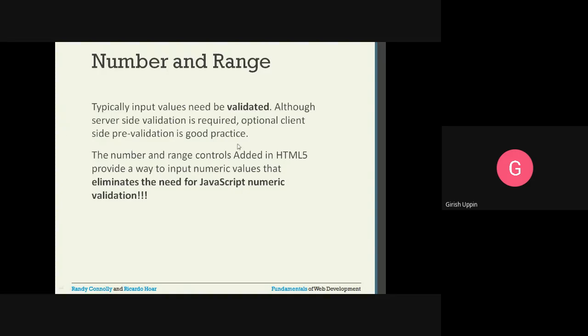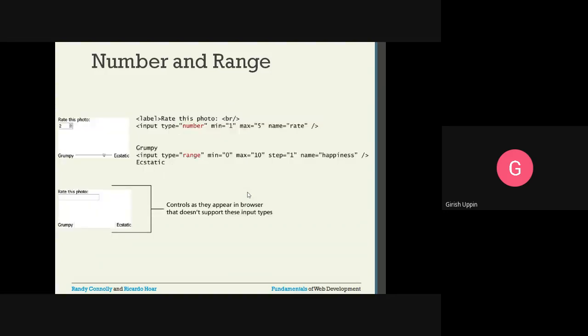The number and range controls added in HTML5 provide a way to input numerical values that eliminates the need for JavaScript numeric validation. Since HTML5 added these number and range controls, we don't have to write JavaScript on the client side to check whether it is a number or whether it is in a particular range. We can use these controls and automatically achieve what we could achieve using JavaScript. The first one is this, a number.